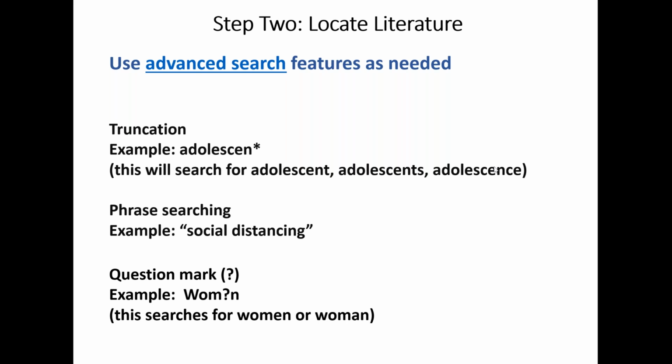Phrase searching is really helpful too. So if there's two words that belong together in that order, you should put quotation marks around it. So social distancing, for example, a term used in the last year or so. If you don't put quotation marks around that term, it's going to look for the word social, and it's going to look for the word distancing, but not necessarily together, right? So by putting quotation marks around it, now you're searching that as a phrase.